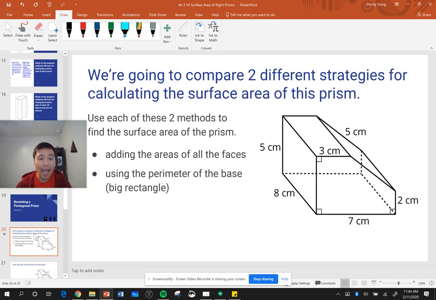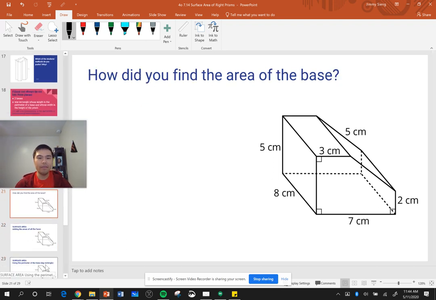Remember, the first one was adding all the areas of the faces, and the second one was making a big rectangle, or a net, right? We're going to use a net to also find that surface area, right? Okay, so let's go ahead and look at the figure right over there.